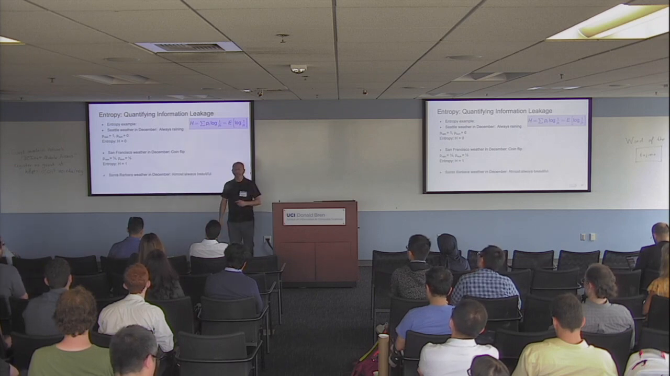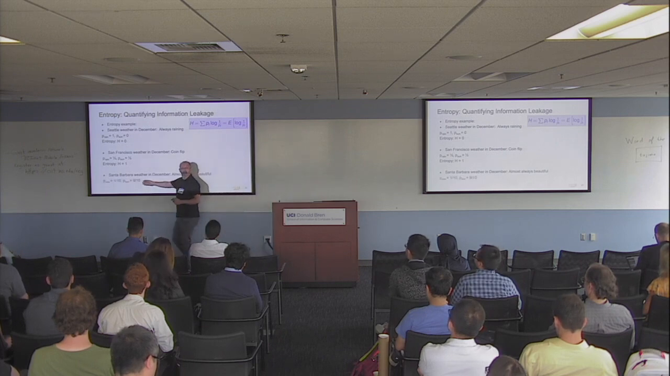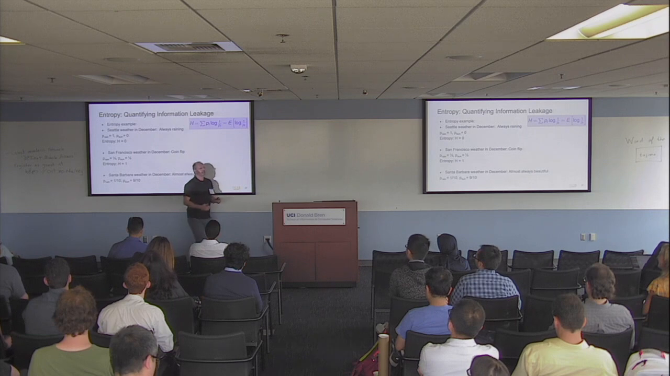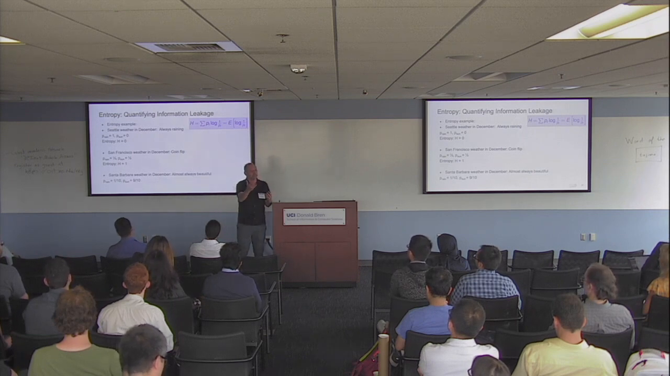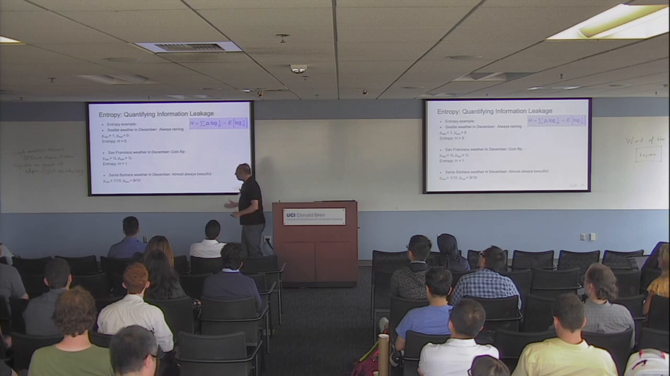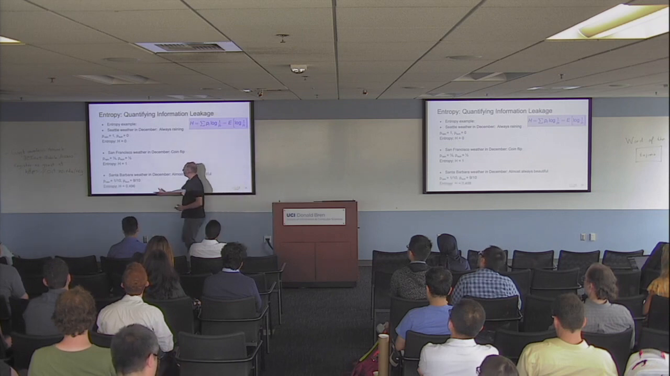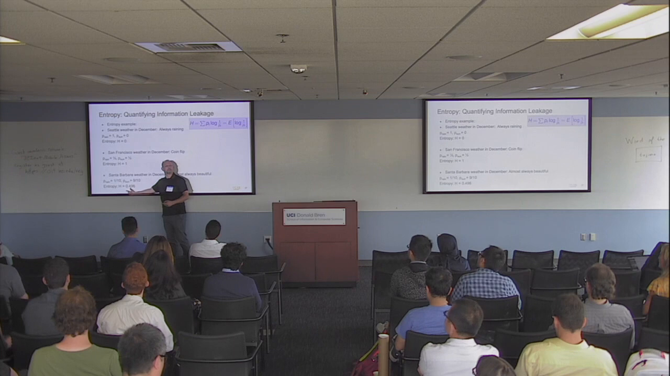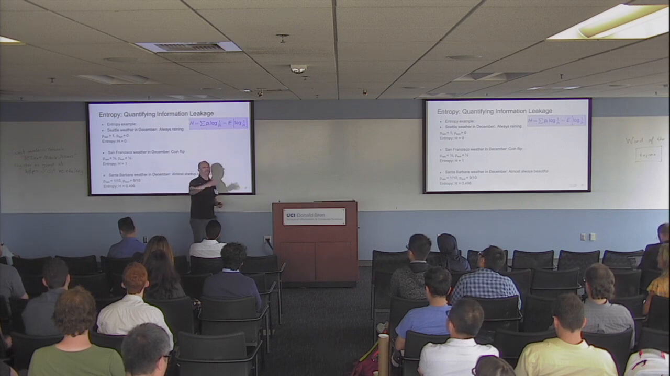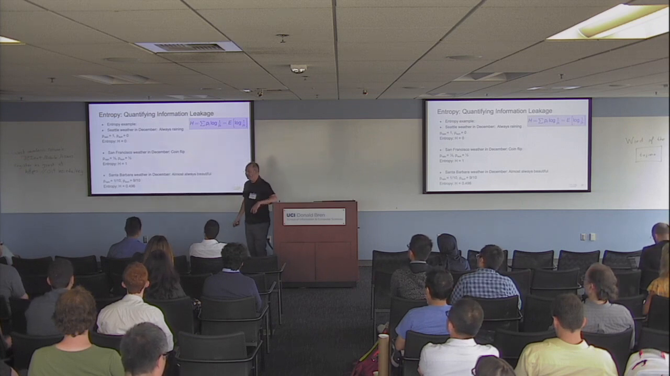Now, Santa Barbara, it's almost always nice. 90% sun, maybe 10% rain. So what is the number for that? How much information do you gain by looking at the weather? Because mostly it's sunny, right? But you still gain some information, and Shannon entropy will tell you this many bits. So it gives you a way of quantifying information here, right?